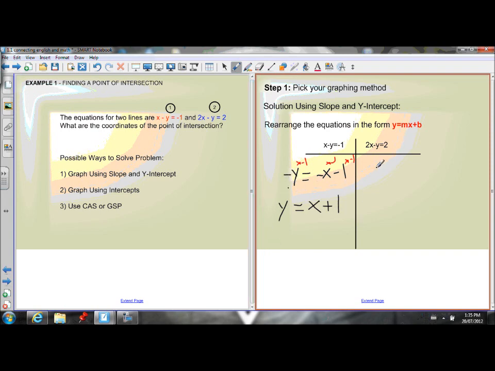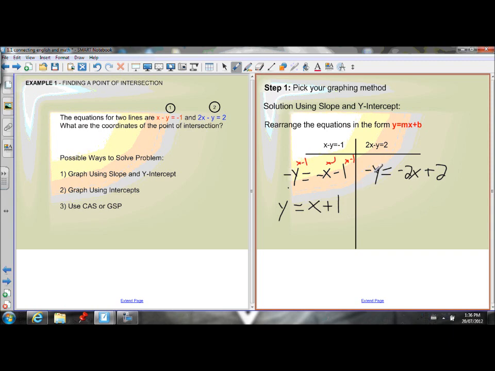Okay, next equation, so it's going to be a similar process. The y is already on the left, so I'll leave it there. It's a negative y again. I'm going to move the 2x to the other side. It's going to become negative. It's positive on the left, so it's going to be negative on the right. And I'm going to leave that positive 2 on the right, because that's where I want it.